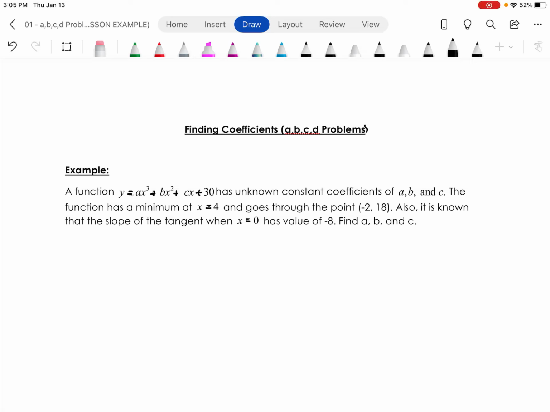Well, a very quick lesson here on finding coefficients. We call these A, B, C, D problems. I mean, it doesn't have to be the letters A, B, C, D. But what we're talking about is we're looking for constant coefficients. So I mentioned that in the example here.